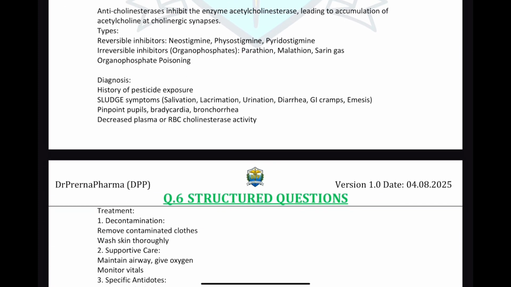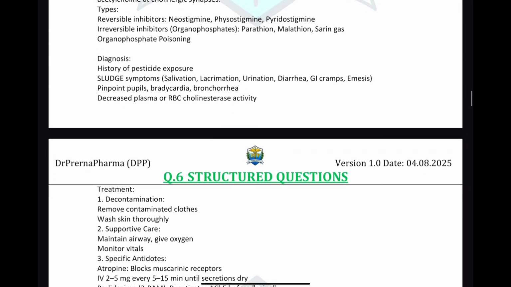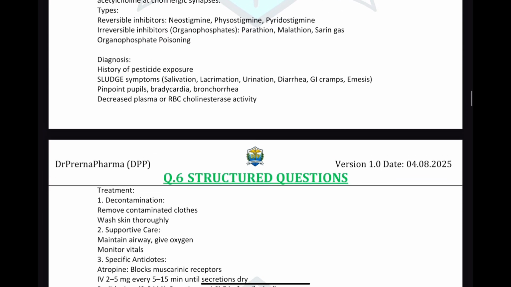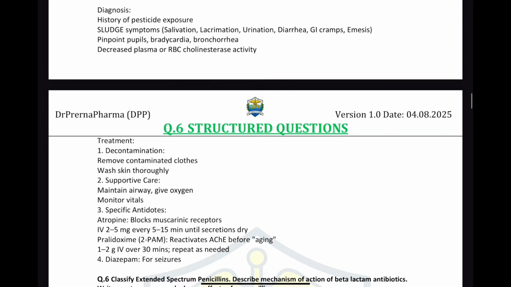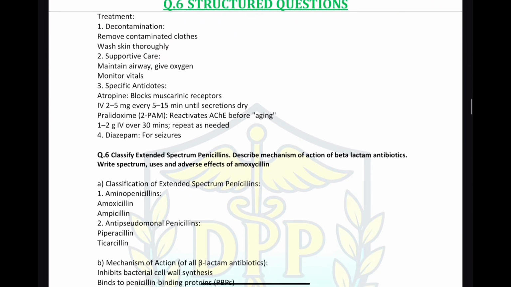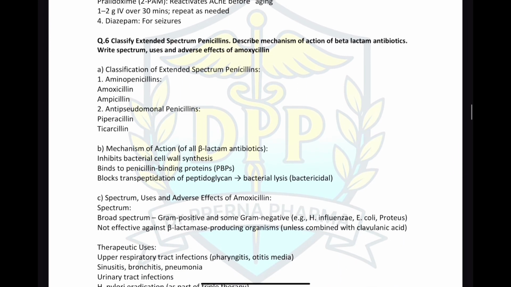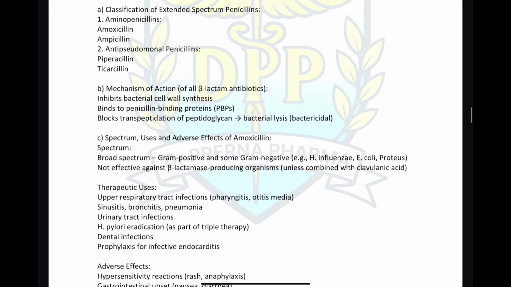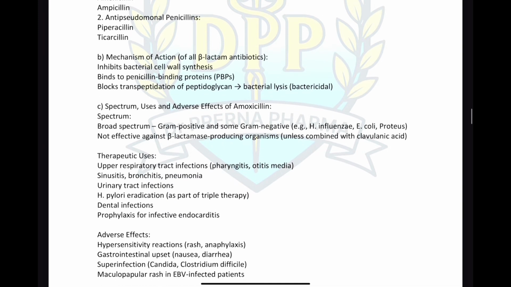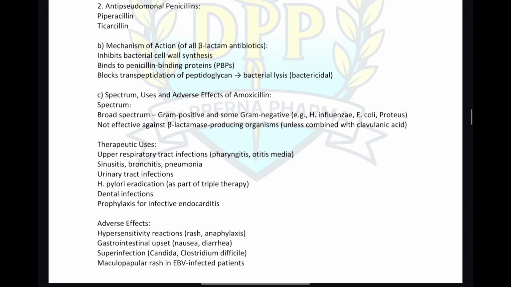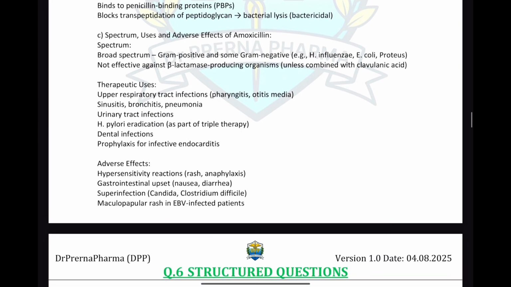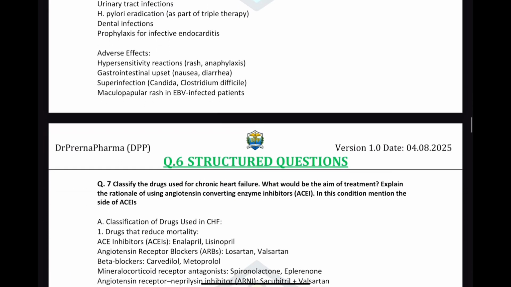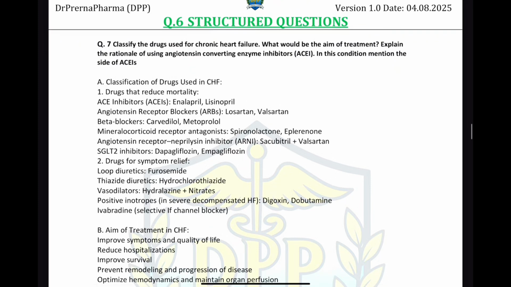The next question is on anticholinesterase and describe the diagnosis and treatment of OPC poisoning. So here diagnosis and treatment are given in detail. Classify extended spectrum penicillins, describe mechanism of action of beta-lactam antibiotics, and spectrum, uses and adverse effect of amoxicillin. So the names of extended spectrum penicillins, the mechanism of action, spectrum, uses, and adverse effects are mentioned here.